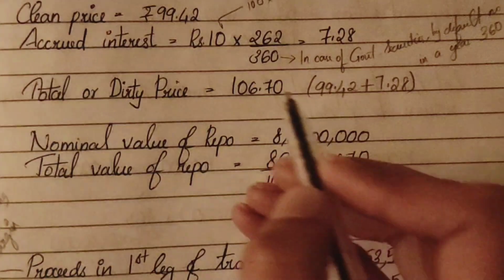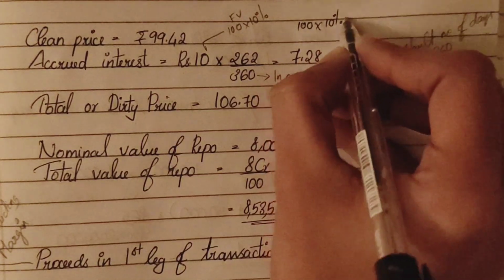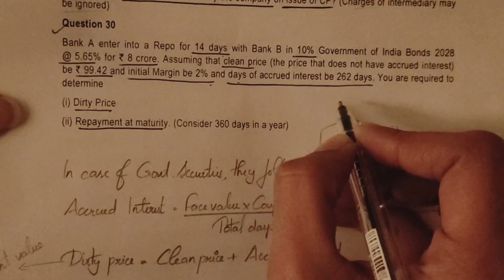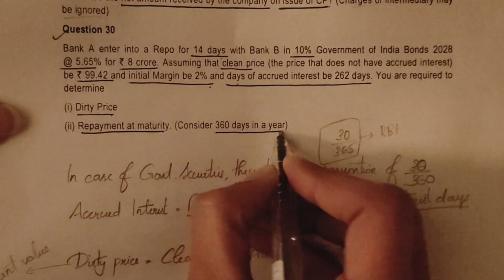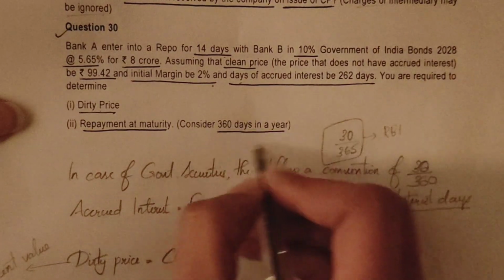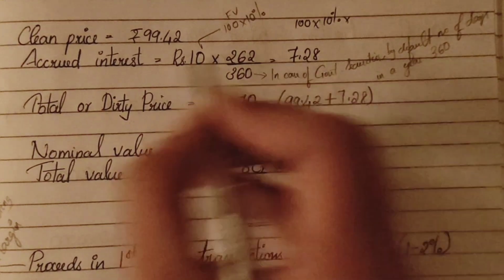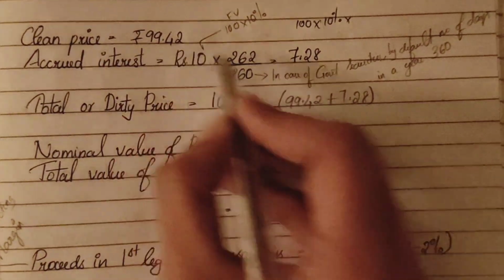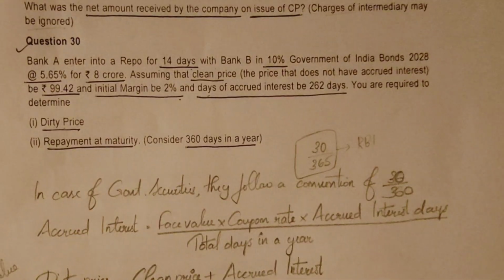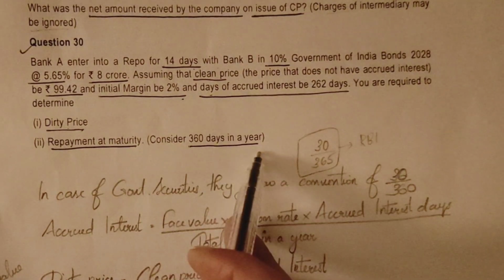How much is the accrued interest? Face value into coupon rate is 10% into accrued number of days, how many? 262 days divided by 360 days in a calendar year. Usually in case of RBI, they assume 360 days to be in a year. So we'll get the accrued interest as 7.28. So dirty price is 99.42 plus 7.28, 106.70.